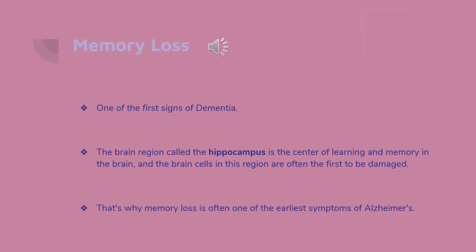One of the first signs of dementia is memory loss. The brain region called the hippocampus is the center of learning and memory in the brain, and the brain cells in this region are often the first to be damaged. That is why memory loss is often one of the earliest symptoms in dementia, and particularly Alzheimer's disease.